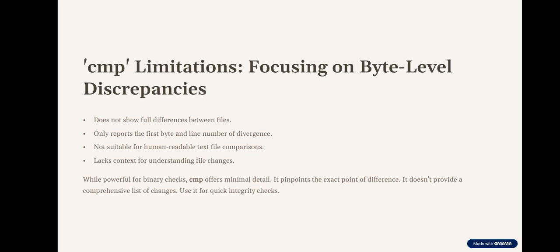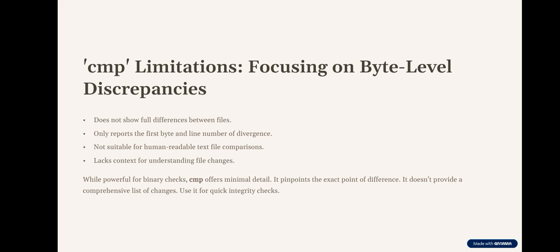So we can see the limitations of the cmp command. First one is it does not show full differences between files. Means it cannot show the full difference in the files. It only reports the first byte and line number of divergence, not suitable for human readable text file comparisons, and lacks context for understanding file changes.